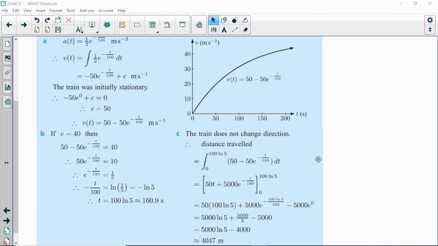And we can keep the exact answers rolling pretty conveniently. If we put in 100 ln of 5 for t, then the e and the ln are going to cancel out from that term, which is pretty nice. So we can get this beautiful exact answer right here, 5,000 ln of 5 minus 4,000, whatever that is. Grab a calculator to find out its approximate value.